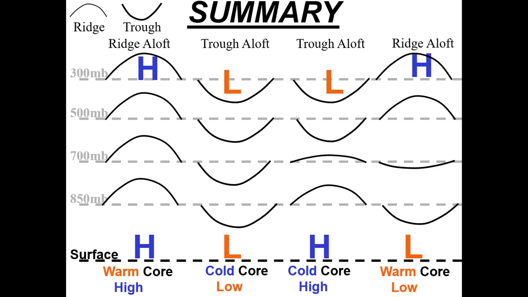And then finally, the warm core low on the right generally shows ridging aloft over it, and then the bending down of your thicknesses, your upper level heights decrease closer to the surface with a warm core low.